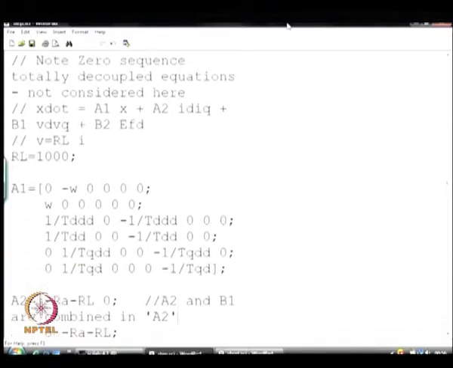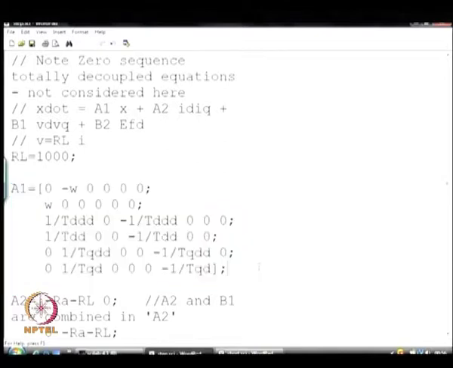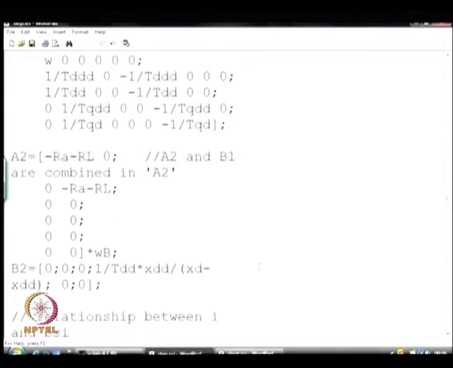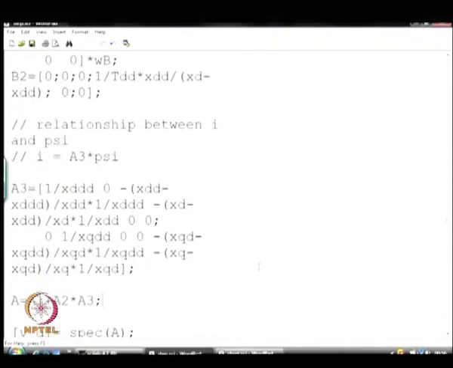So, I have programmed the matrices A1. So, A1 is this, A2, B2 and A3. Okay. So, this is of course written in the Scilab syntax.